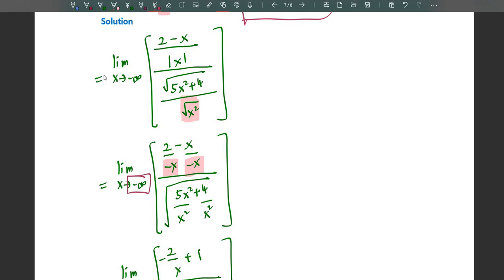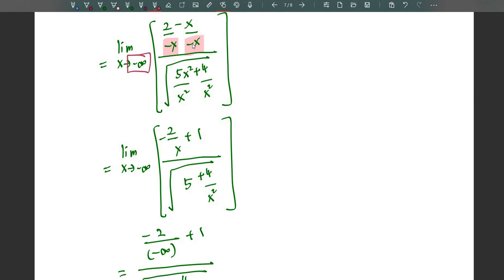I repeat once again. Since the limit here is x approaches negative infinity, we open the modulus as negative x. Remember to write separately, divide each term separately. Please remember to do that, it will help you a lot. Right now, next simplify. x divided by x gonna be 1, negative and negative gonna be positive. Therefore we have limit x approaches negative infinity, open the bracket, negative 2 over x plus 1 divided by root of 5 plus 4 over x squared, and then close the bracket.